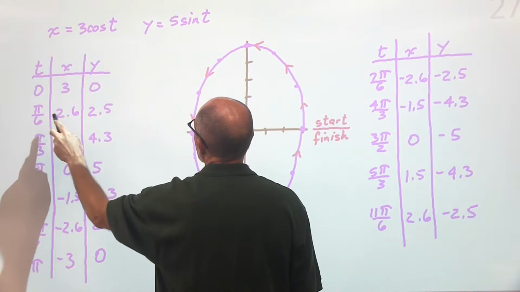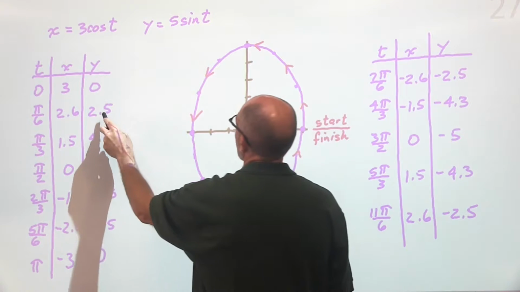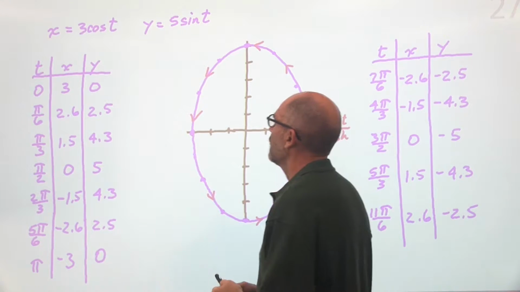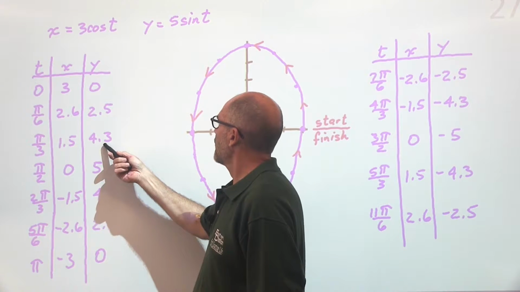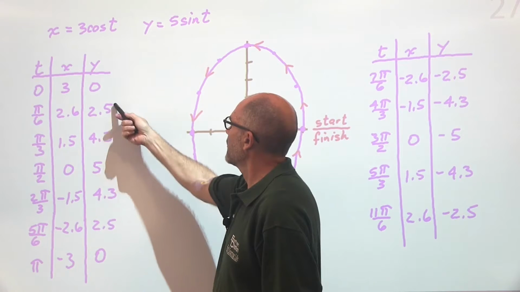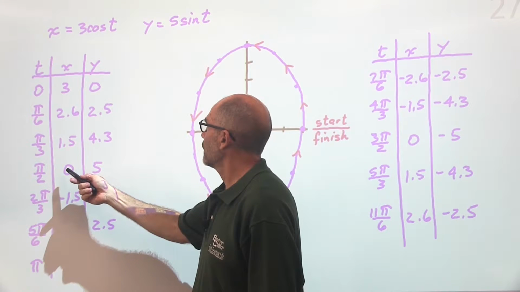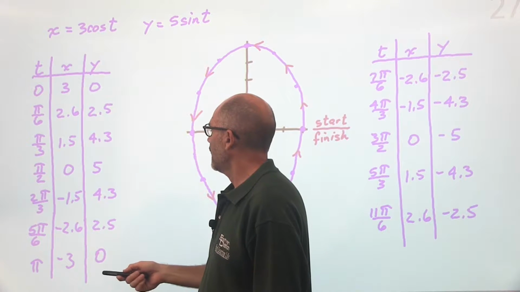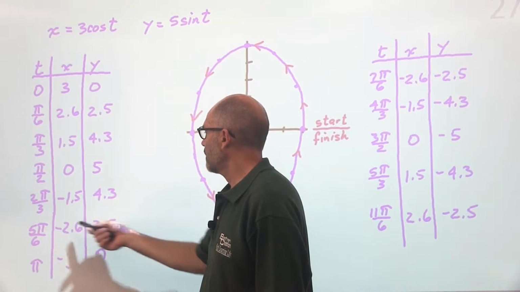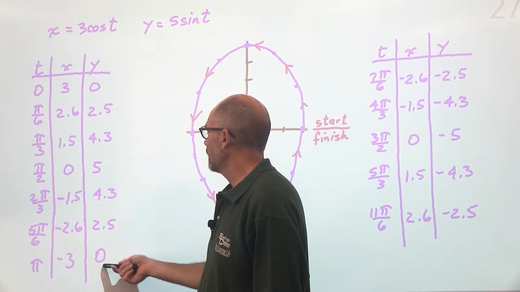I put in pi over 6, and I get cosine of pi over 6, which is square root of 3 over 2, and sine of pi over 6, which is 1/2. Then cosine of pi over 3 is 1/2. Sine of pi over 3 is square root of 3 over 2. So I'm getting decimal approximations here. Then quadrantal angles. Well, straight up, cosine is 0, sine is 1. And then I have my 2 pi over 3, 5 pi over 6. Then pi, cosine is straight left, and sine is 0.